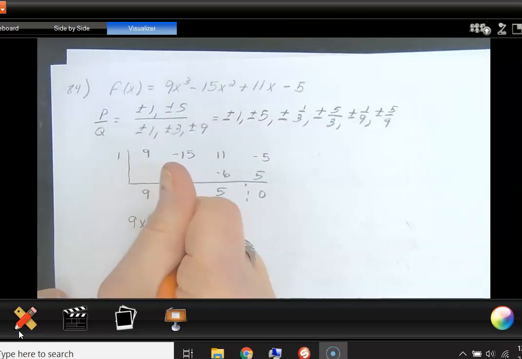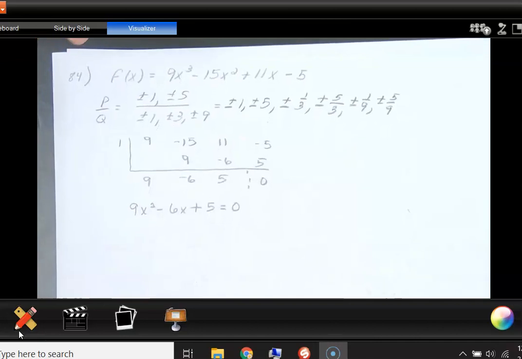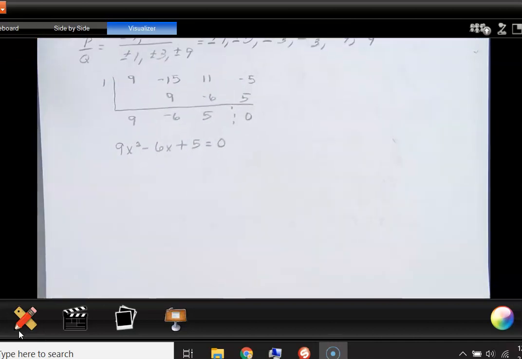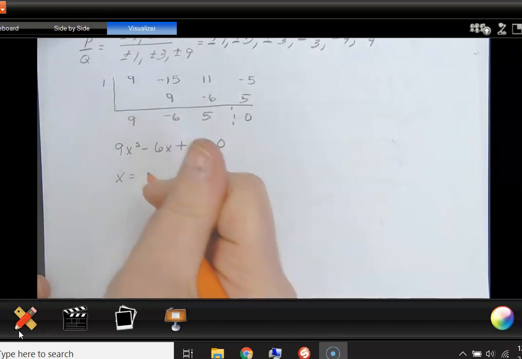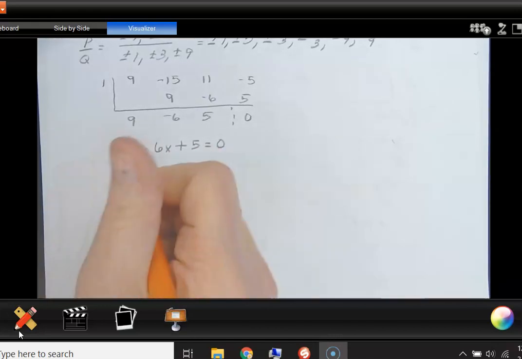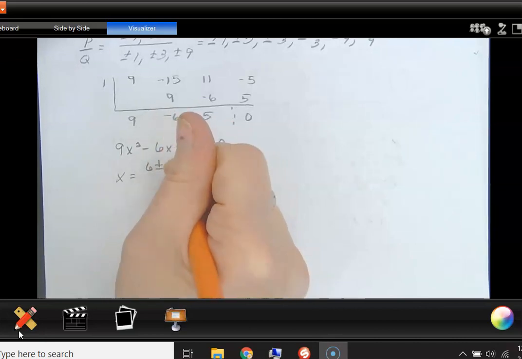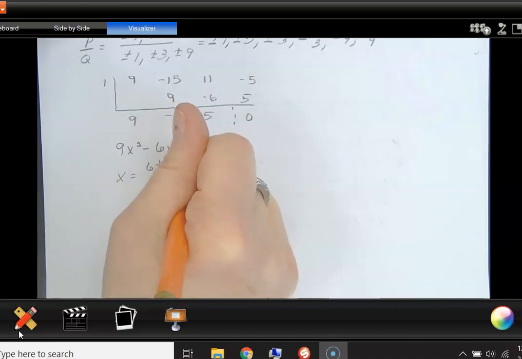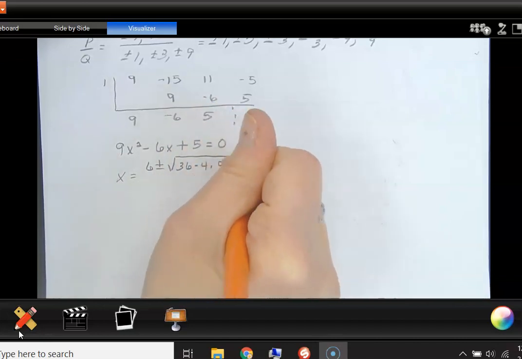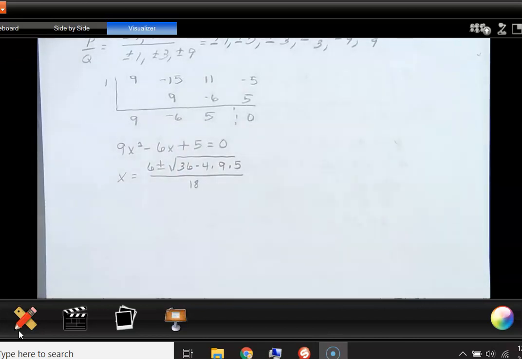Since it only has one x-intercept, the other zeros must be imaginary. This looks pretty horrible for completing the square because of that leading coefficient, so I'm going to use the quadratic formula. X equals negative b, which is a positive 6, plus or minus the square root of 36 minus 4 times 9 times 5, all over 2 times 9, which is 18.